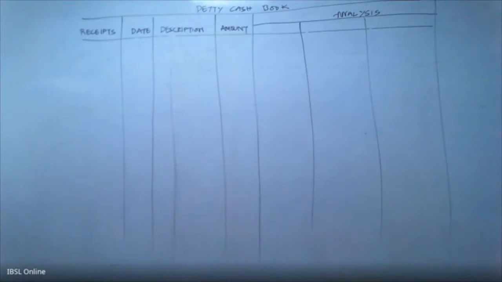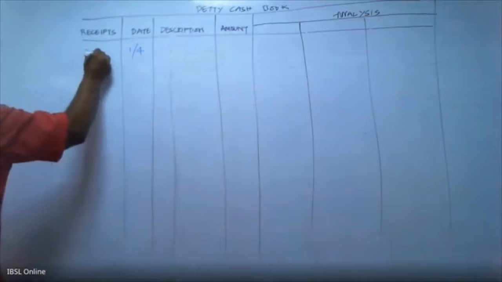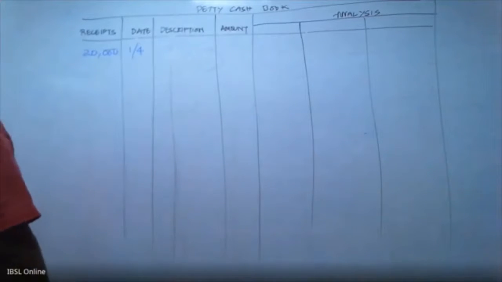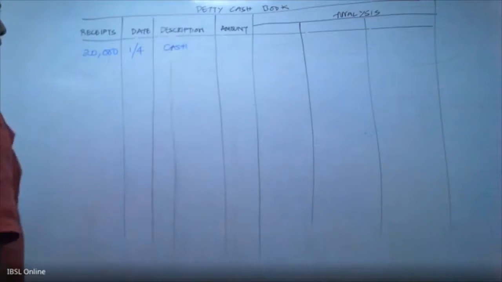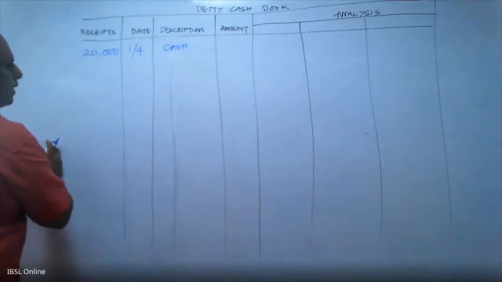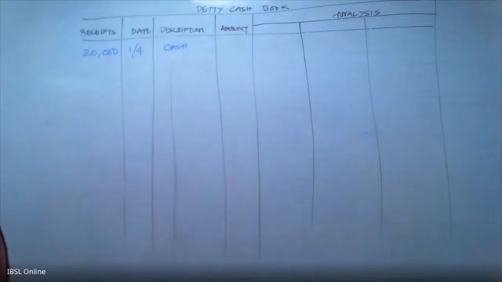Now, if you look at this example, they say following transactions in the petty cash book of Martin Limited for April 2019. So they are starting with rupees 20,000 at the beginning of the month. So on 1st of April, you are receiving 20,000, right? That is cash. So this is for the money that you receive. This part is for the money that you spend. Okay? So you have to be very careful with that.